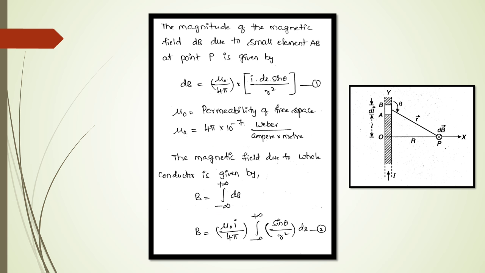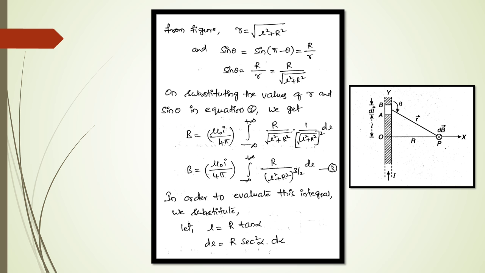So the magnetic field due to the whole conductor is given by B is equal to the integral from minus infinity to plus infinity of dB. On substituting the value of dB in this equation, we will find B is equal to mu naught I by 4 pi, integral from minus infinity to plus infinity of sine theta by r square into dl.